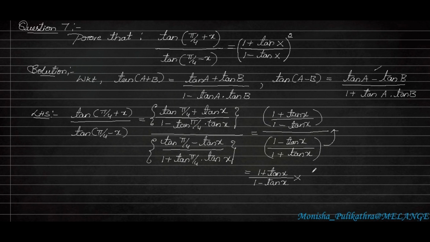So this 1 + tan x will come into the numerator, so it will become (1 + tan x) divided by, this will come into the denominator section, (1 - tan x). So (1 + tan x) into (1 + tan x) is (1 + tan x) whole square, and the denominator will become (1 - tan x) whole square. If both the numerator and denominator are in square form, then it will become whole square. That is ((1 + tan x) divided by (1 - tan x)) whole square.